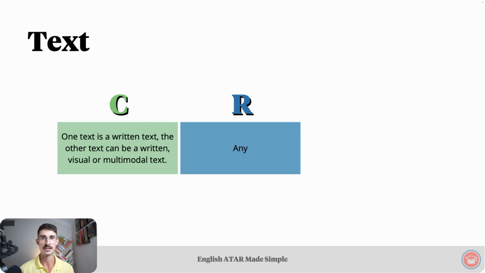Any text really refers to the text that you have studied in class or will be studying in class in English ATAR. In the composing section, not applicable. As we know now, the composing section falls into the creative category of exam sections. You're not required to analyze any text there.